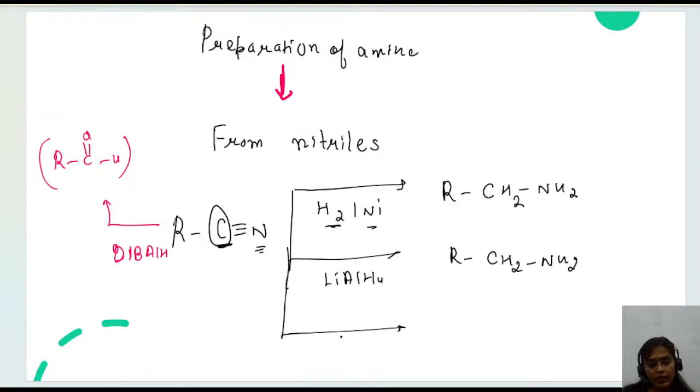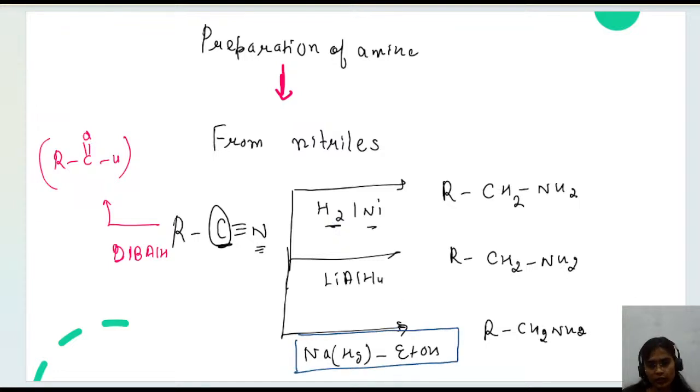And the third one, in the same reaction, I am using Na-Hg, a sodium amalgam, you know, right? Sodium amalgam and ethanol. Then again there is amine formation. So all three methods are applicable, and you can use any method there. Now let's discuss more about this reaction because this is new.